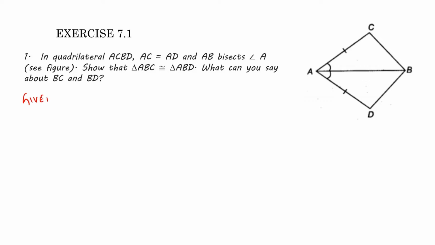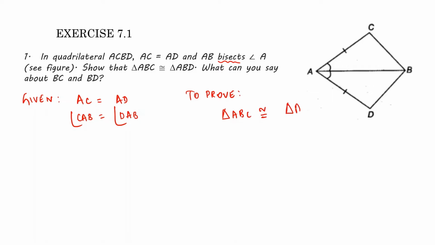First, let's look at the given data. We find from the diagram that AC equals AD. Also, they've given that AB bisects angle A. So, we can say that angle CAB is equal to angle DAB. In this question, we need to prove that triangle ABC is congruent to triangle ABD.